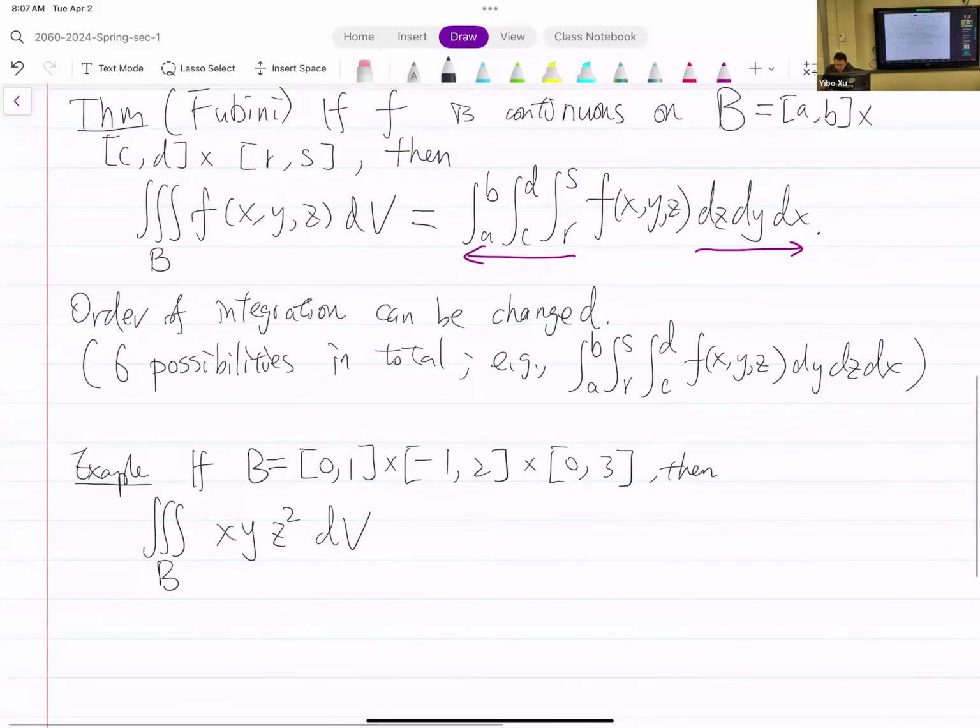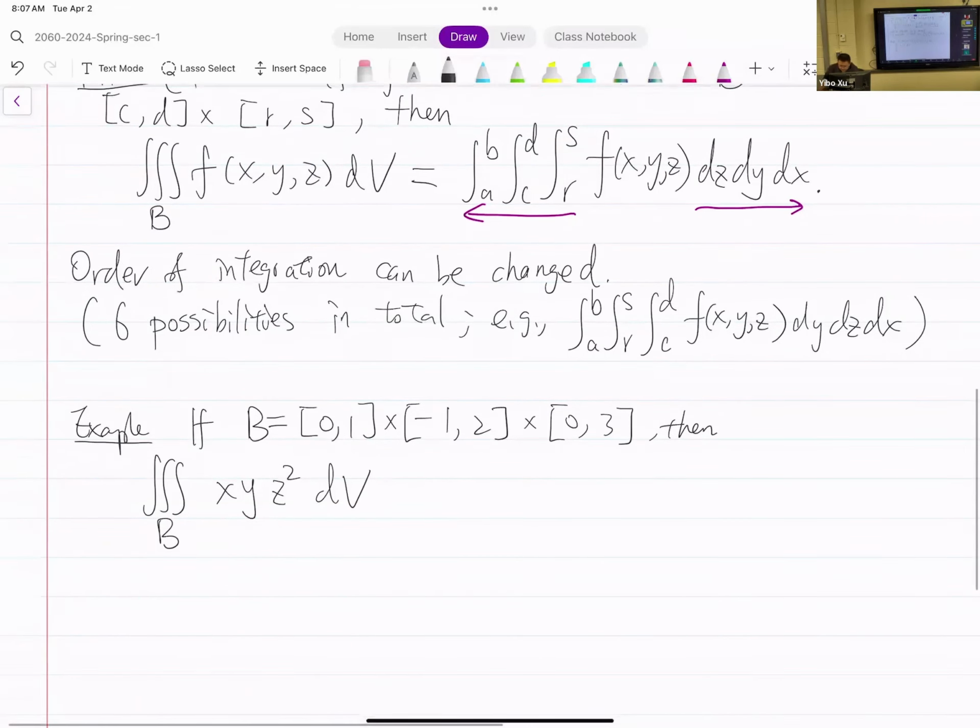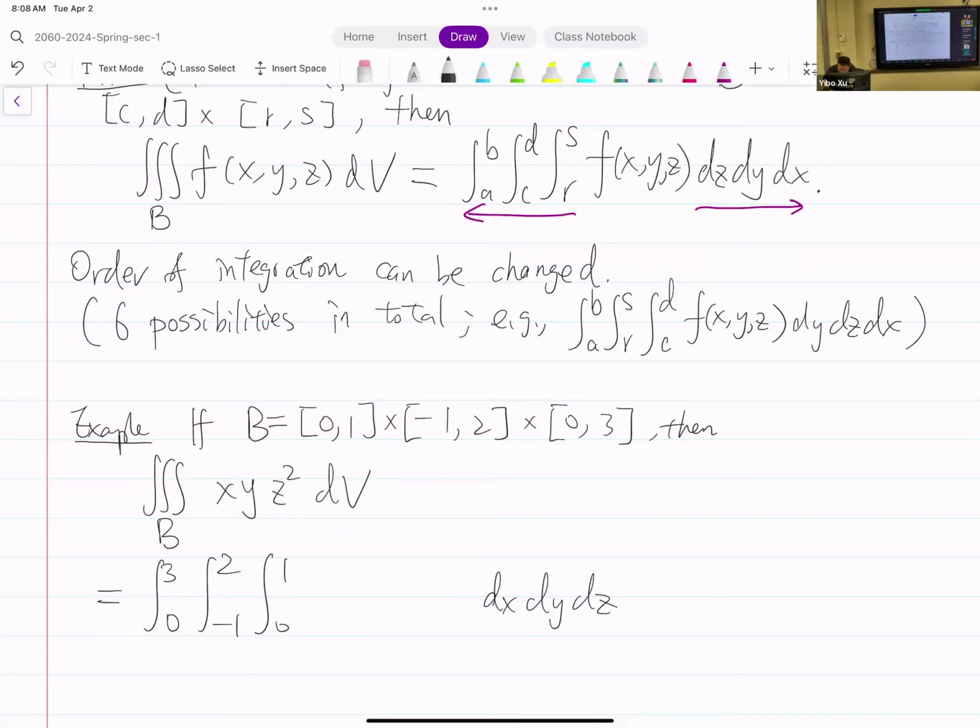By the Fubini theorem right above, we know that whatever way we write down the order is going to be fine. So let's just write dx dy dz, so that we integrate in terms of x, y, z in a systematic way. We put z on the outermost, so z is from 0 to 3. And then y is in the middle, from -1 to 2. x will be from 0 to 1. And then x y z squared.